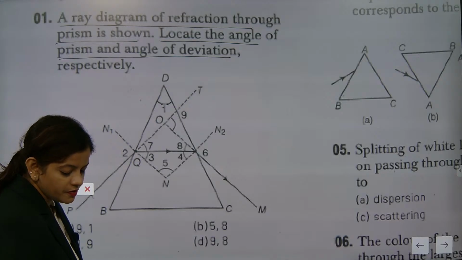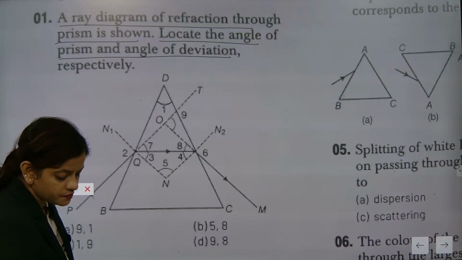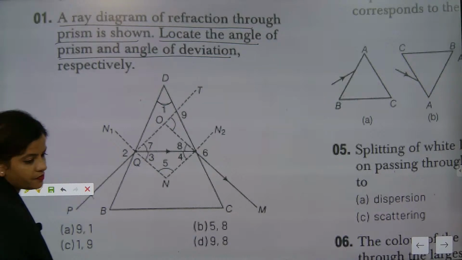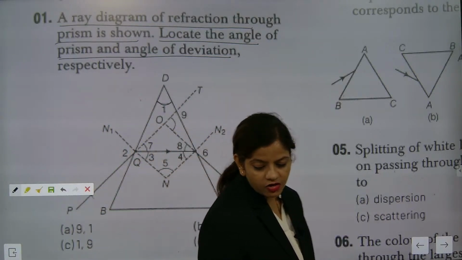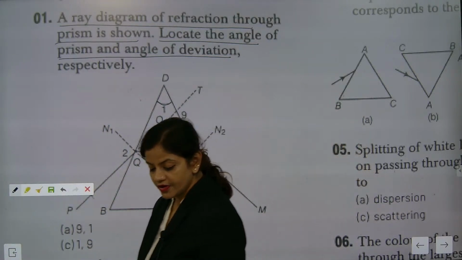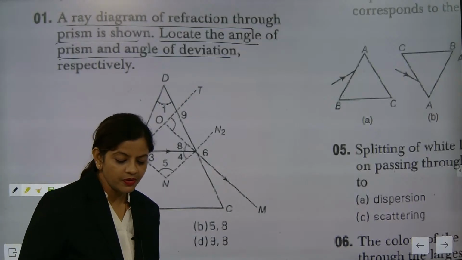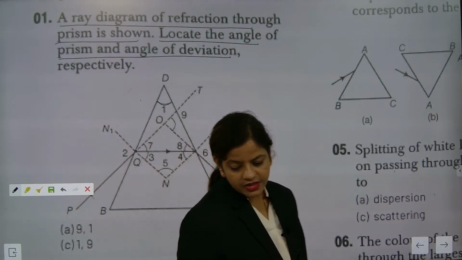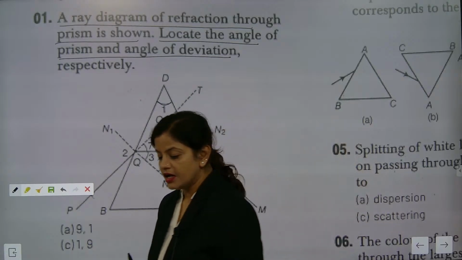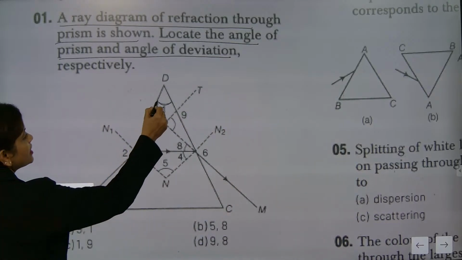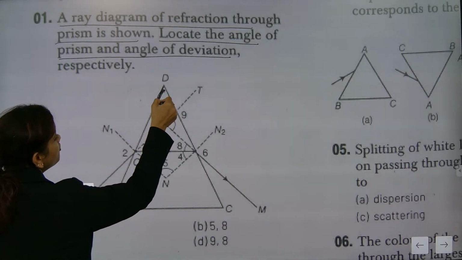Where is the angle of prism and where is the angle of deviation? Let's check this one out. Some people are telling B as the answer and some people are telling C as the answer. Now look here. This is exactly considered as the angle of prism.